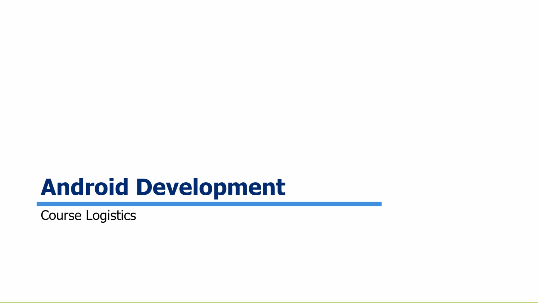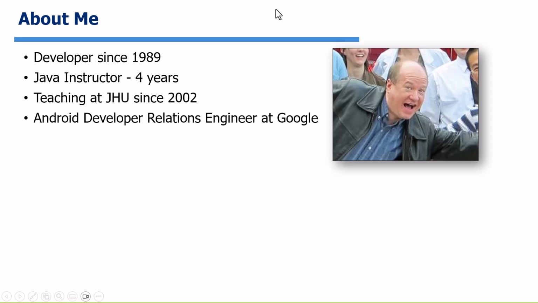This is the Android development class, 605.686, and we will be doing Android development. Yay. So let me go ahead and dive into the slides here. What we're talking about to start with is going to be course logistics. So I'm going to try to go through this pretty quickly so that we have time for other stuff in the class. Just a little bit about who I am.